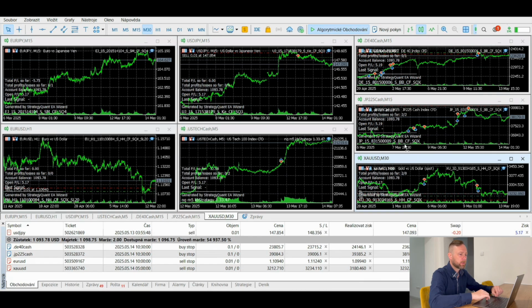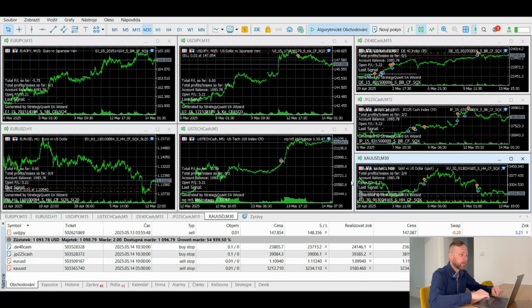Each of these strategies has been carefully selected with regard to the characteristics of the particular market and contributes to the overall uncorrelatedness of the portfolio. Thanks to this, I can manage the risk at the level of the entire system, not just on individual trades.